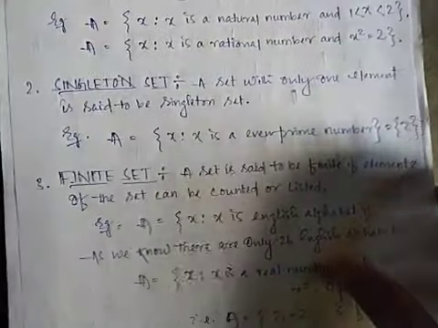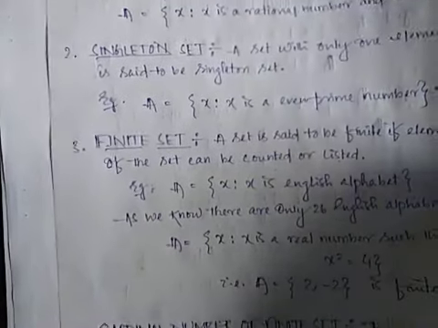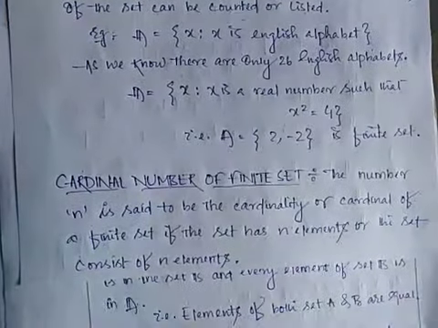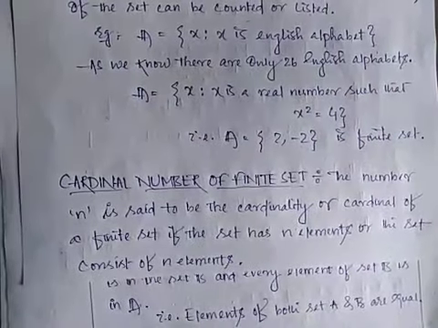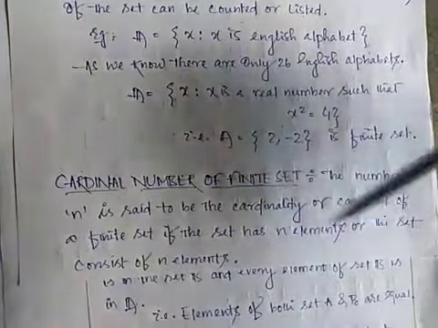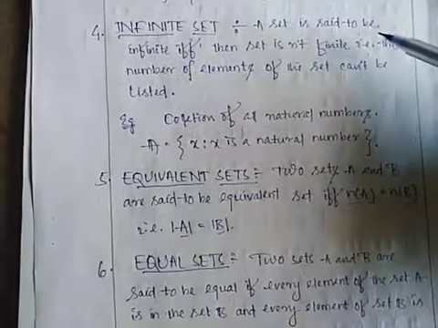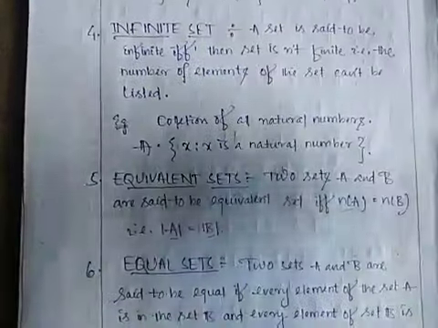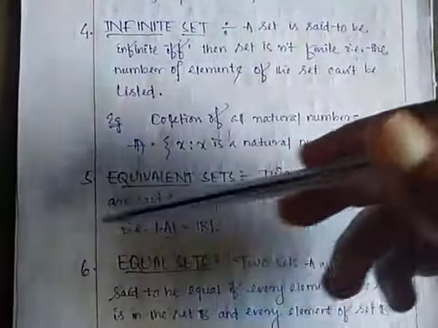And cardinality, as I defined, cardinality means the number of elements in the set is known as cardinality of a set. That means a number n is said to be the cardinal number or cardinality of a set when n is the number of elements in that set. After that, infinite set, if the cardinality is not finite, then you can say that infinite, that means you cannot count the number of elements. Equivalent set, if the cardinality of two sets are equal or the number of elements in both two sets are equal, then that is said to be equivalent set.